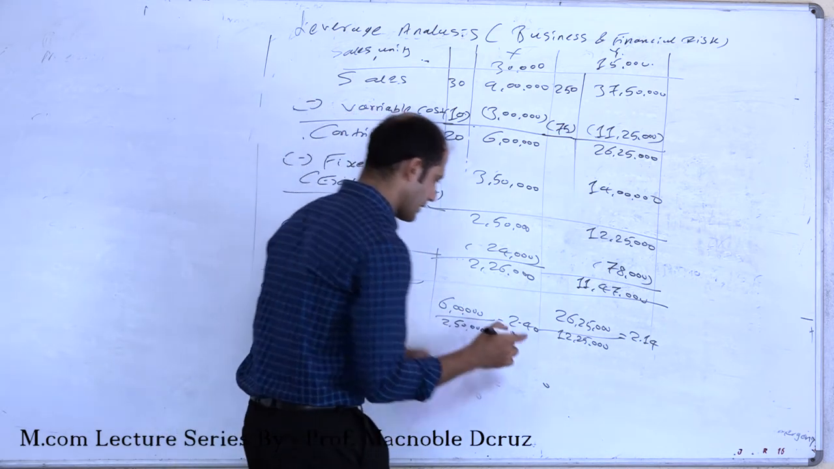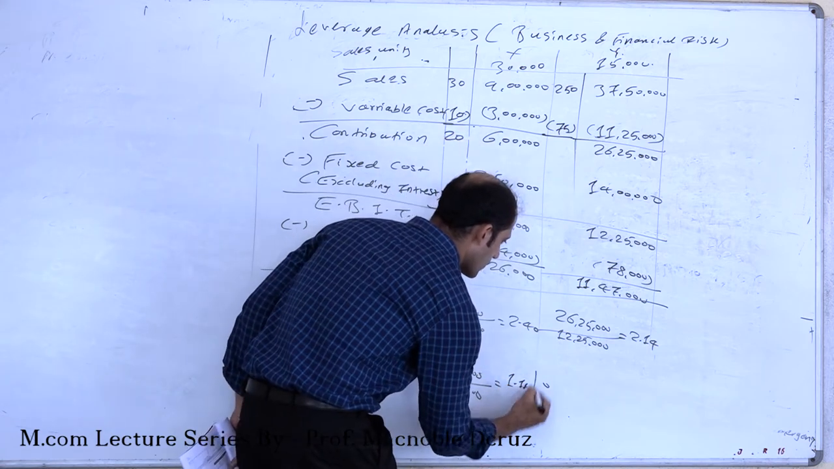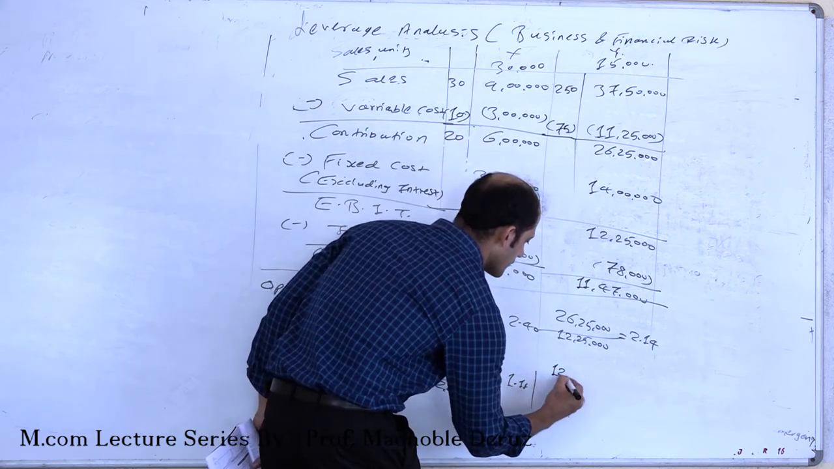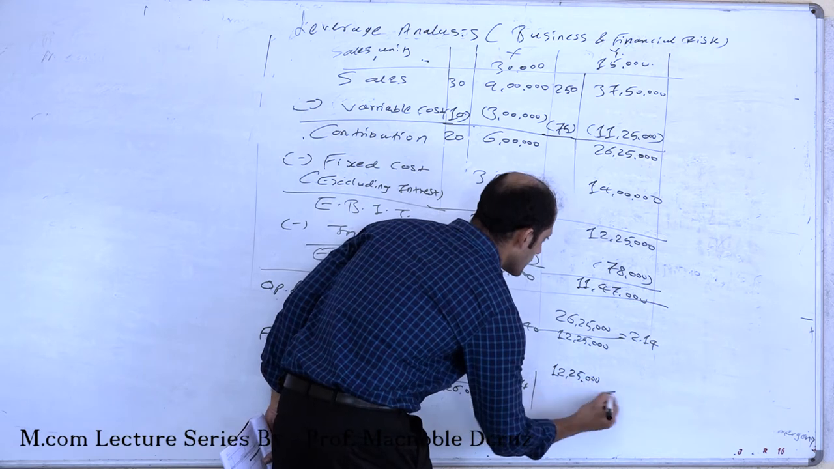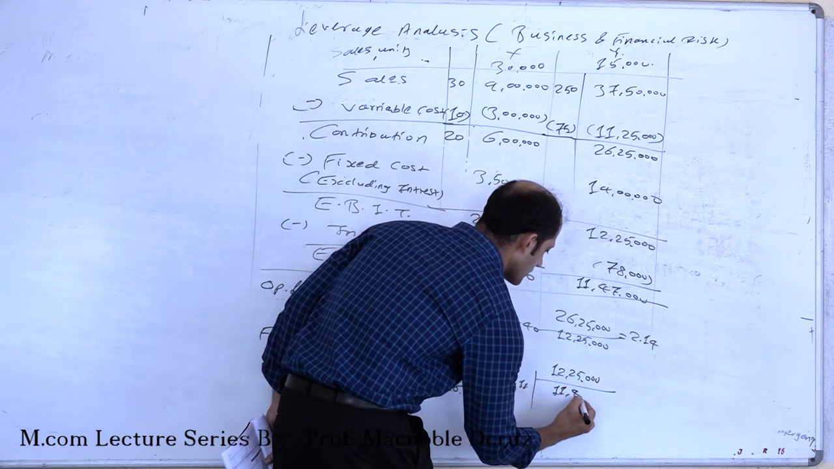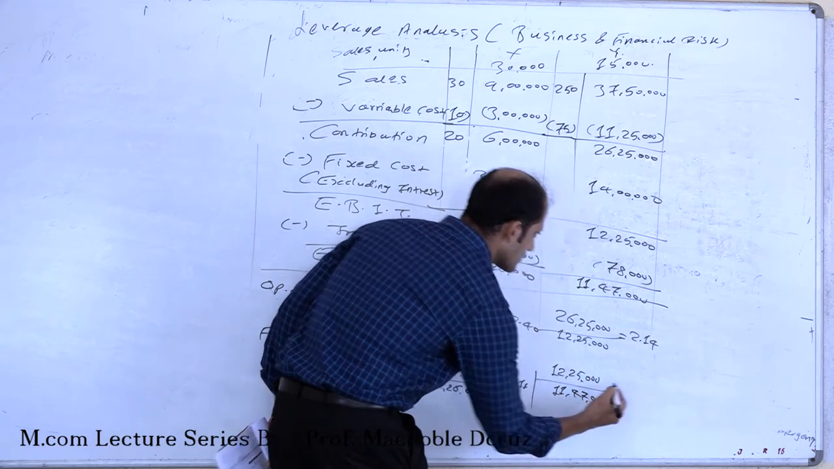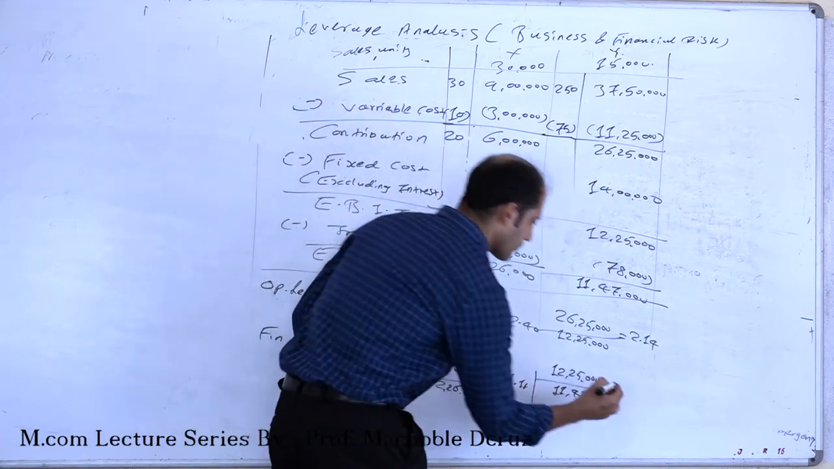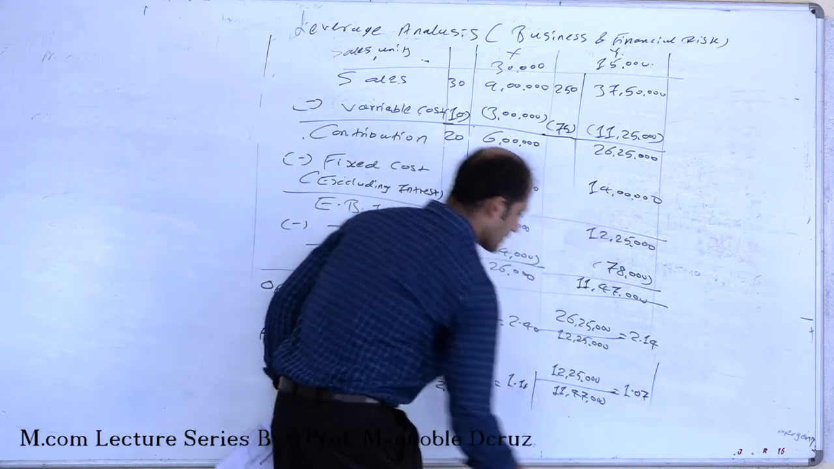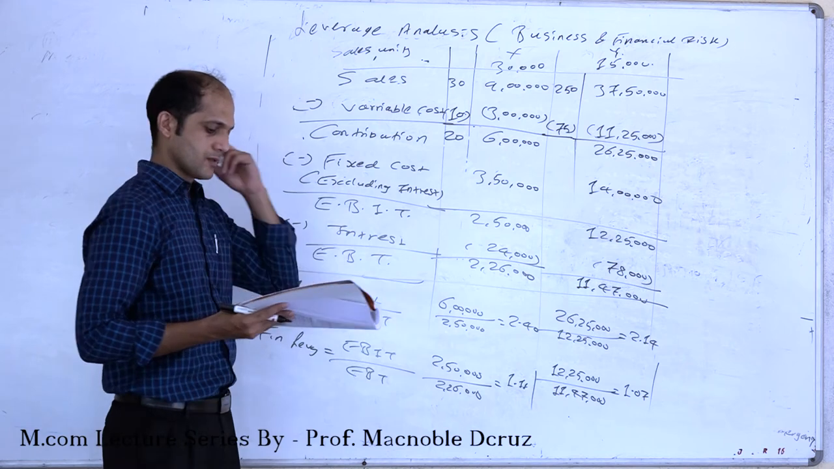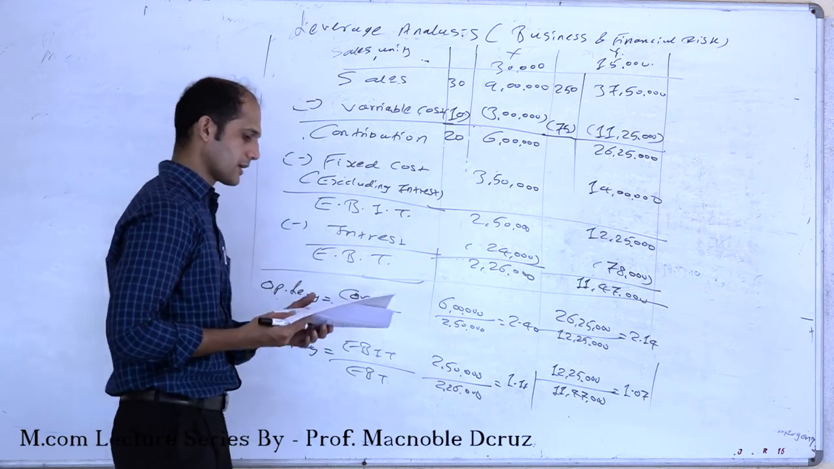Answer I have 1.11. Then I have 12,25,000 divided by 11,47,000. So the answer will come 1.07. Yes. So combined average you can calculate.